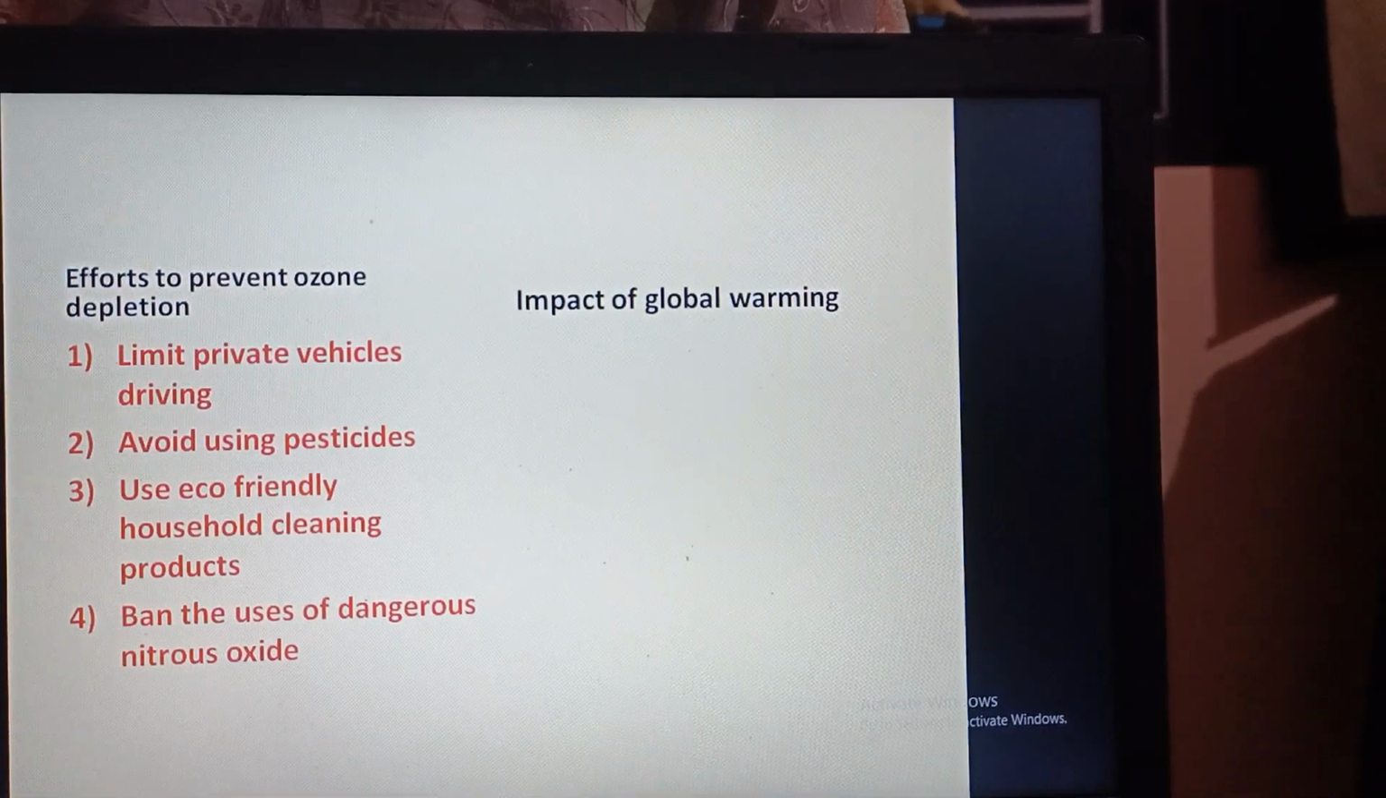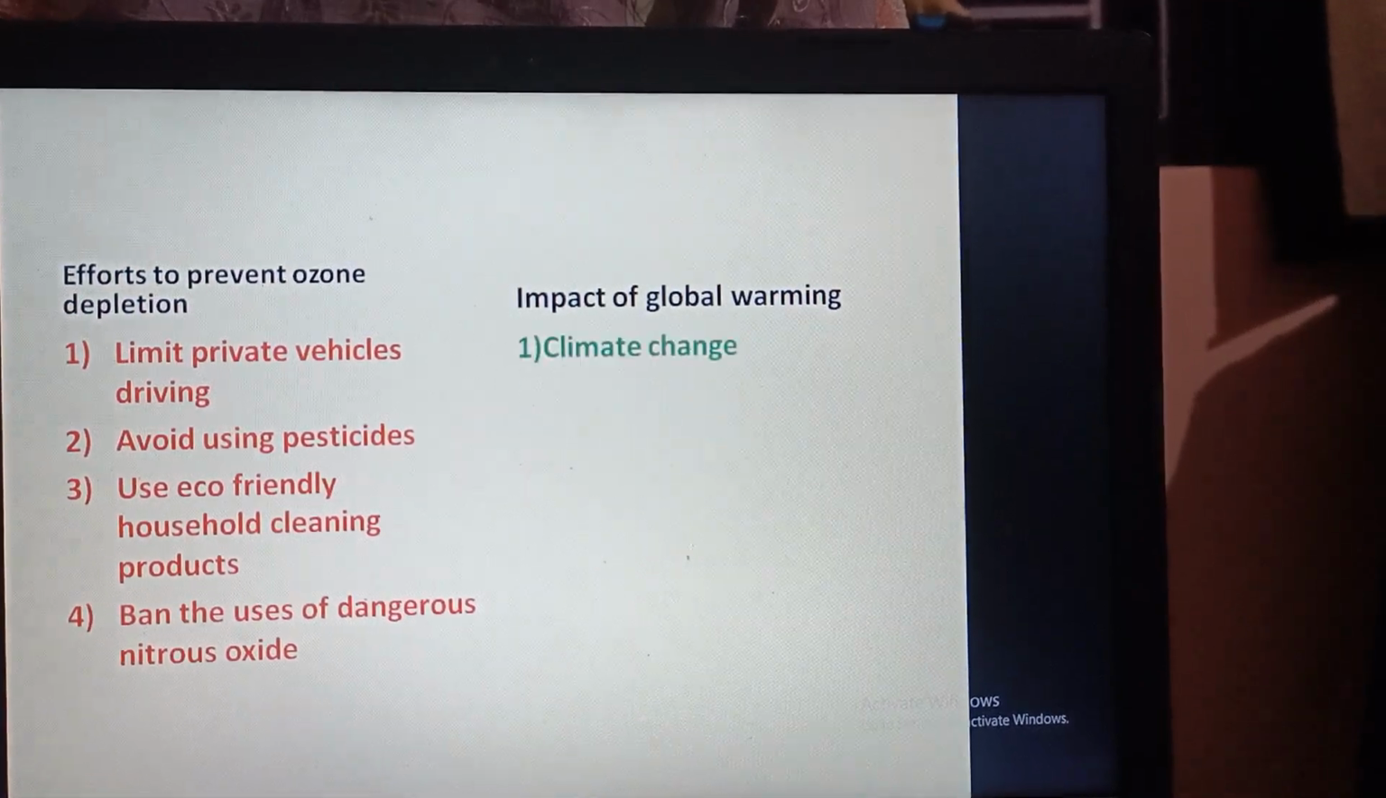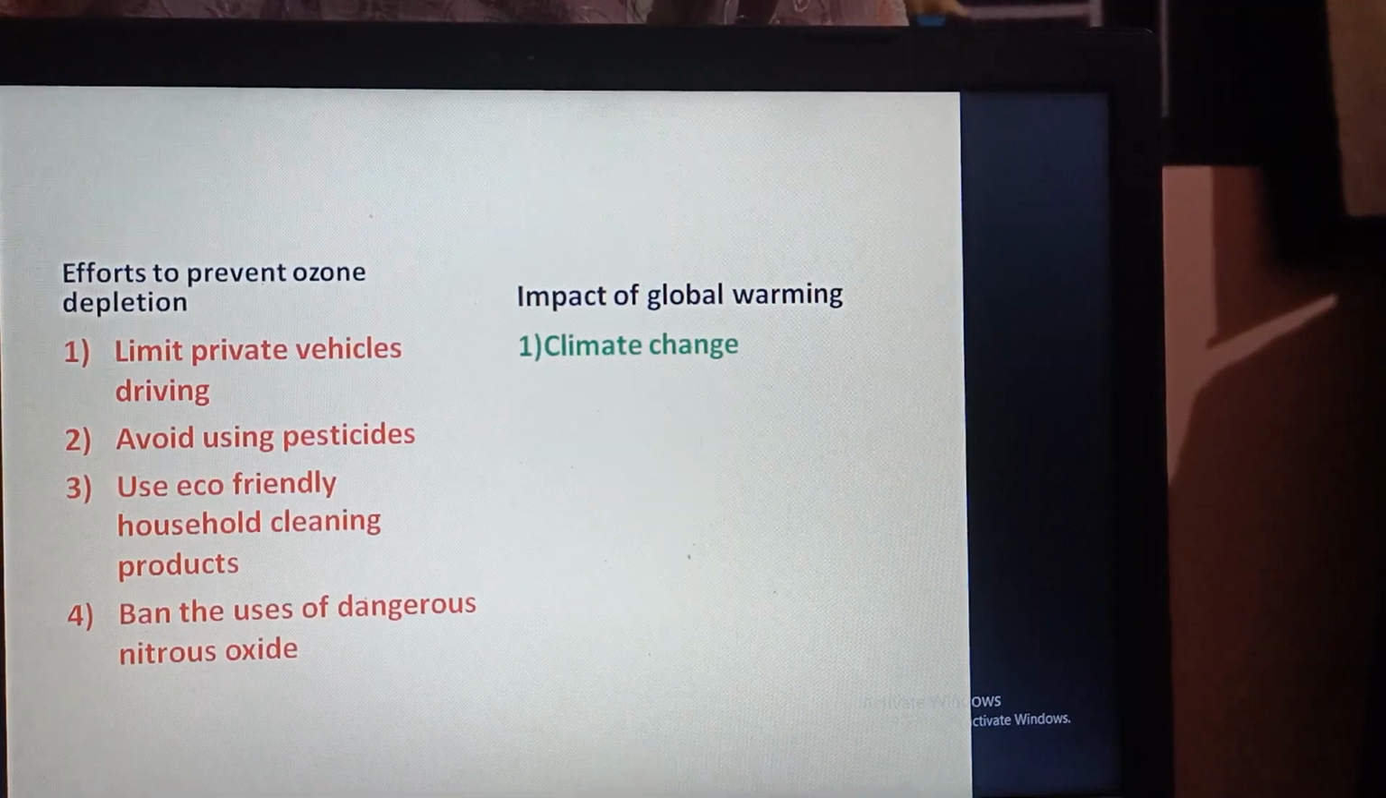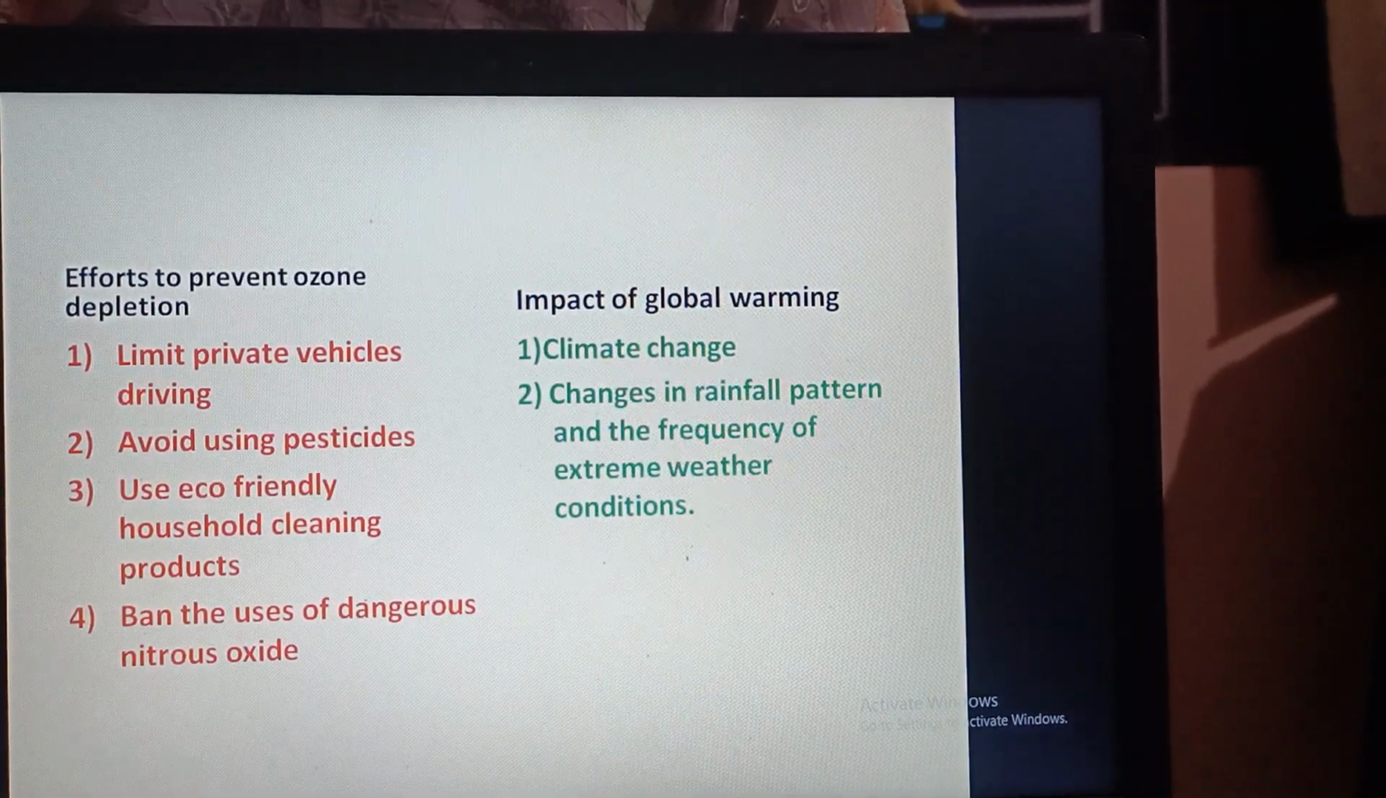Next, impact of global warming. Number 1, climate change. Number 2, change in rainfall pattern and frequency of extreme weather events. The evidence of climate change includes the instrumental temperature record, rising sea level and decreasing snow cover in the northern hemisphere and in the southern hemisphere.